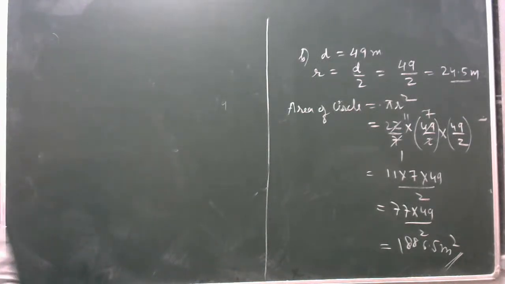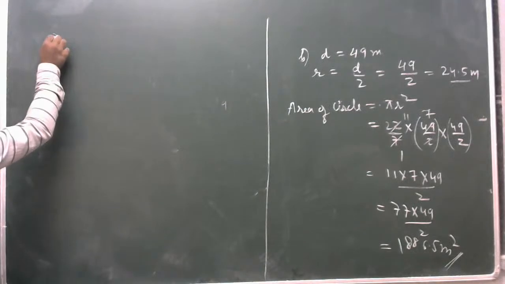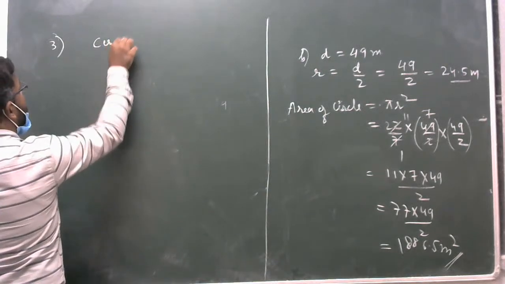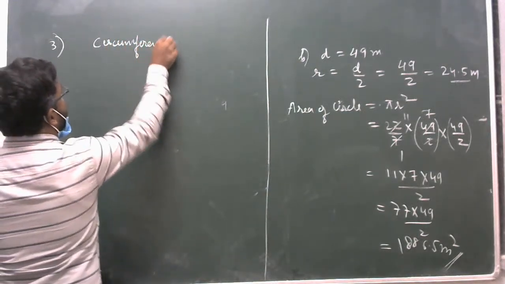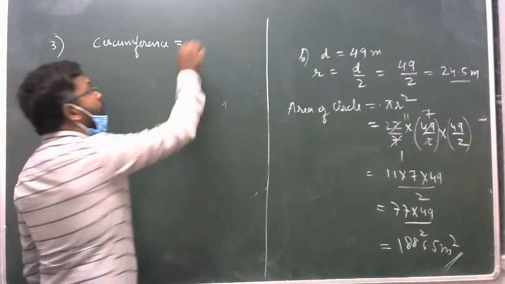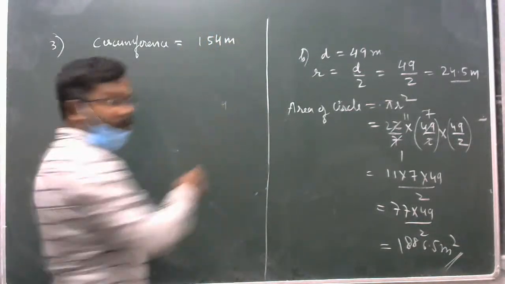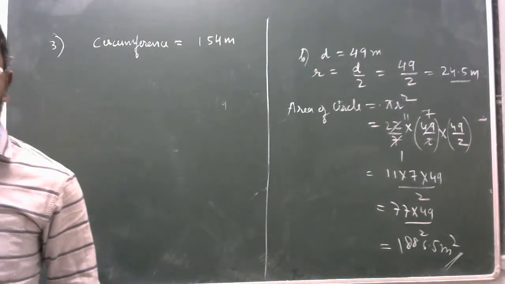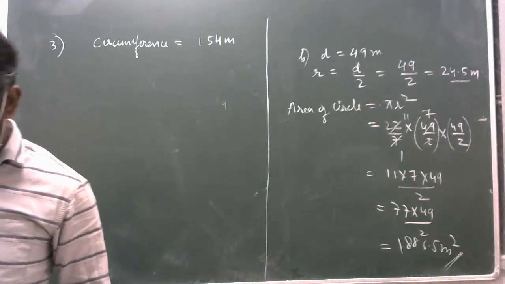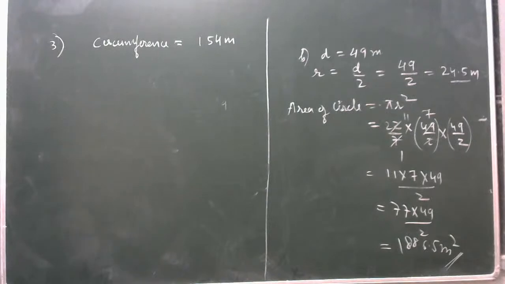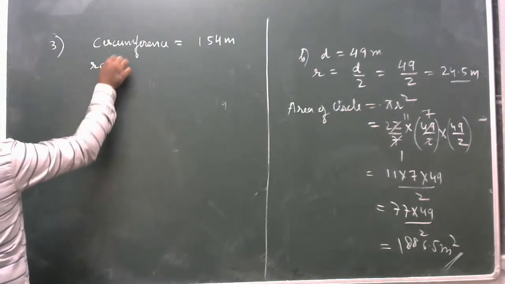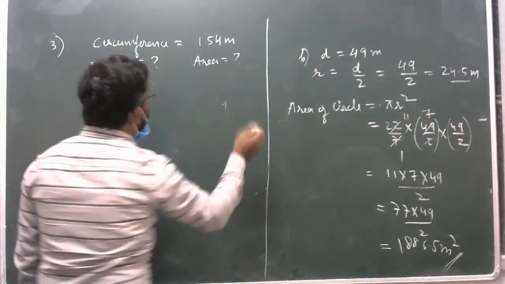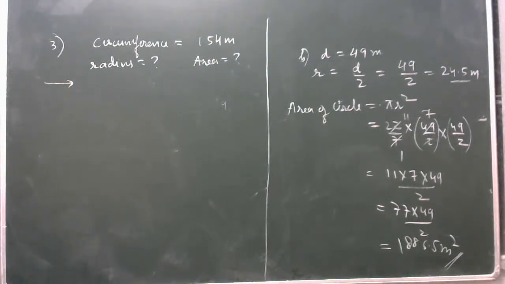If the circumference of a circular sheet is 154 meter, find its radius. We have to find the radius of that circular sheet and also find area of the sheet. You have to find radius is how much, and after finding you have to find the area. So they are given circumference.